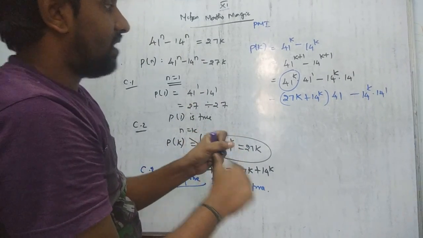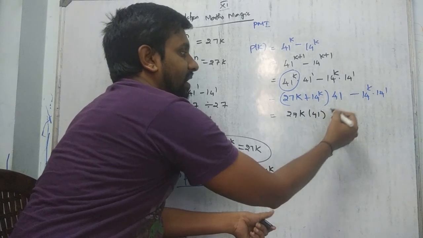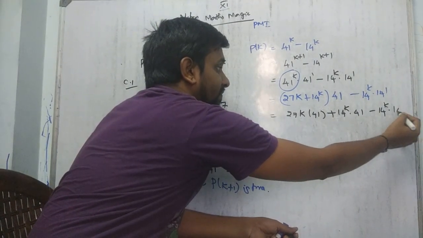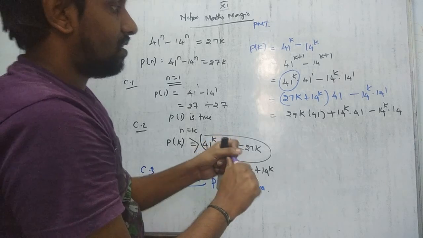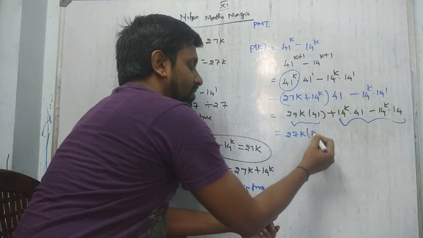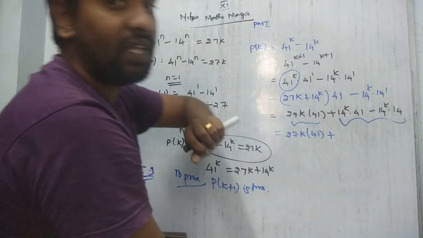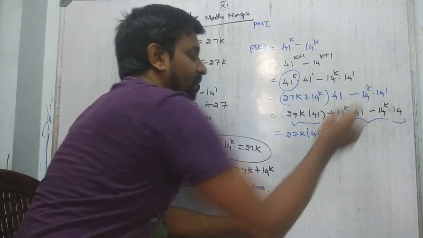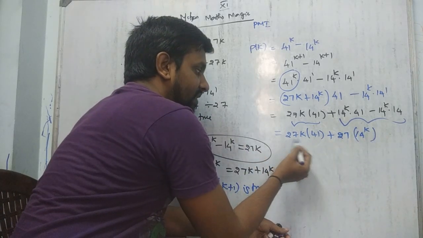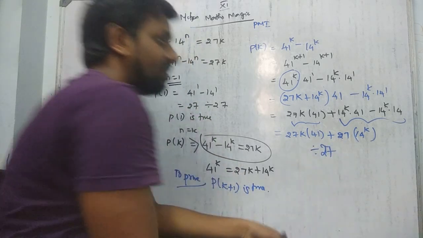What can I do now? I can multiply: 27k into 41. Just expand the bracket: plus 14 power k into 41 minus 14 power k into 14. Clear? This is the mother, this is the father; I am not multiplying it. 27k into 41 plus 14 power k into 41 minus 14 power k into 14. Say like terms: 41 apple minus 14 apple, I get 27 apple. So here 27k multiplication, here also 27 multiplication. Therefore it is divisible by 27.